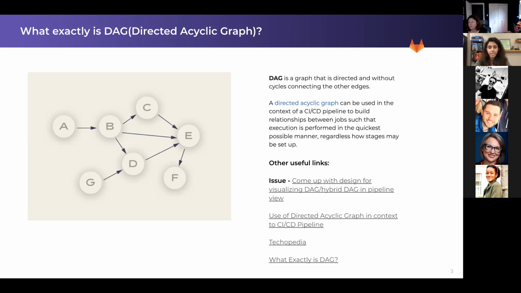But what does it mean for CI/CD pipeline? In CI/CD pipeline, using directed acyclic graph, users could create relationships between jobs, and they do not really have to take into account whether or not the entire stage has been through with the build. So regardless of how many stages are there to set up, they could quickly perform the execution of the next job. So that's how this comes in really handy for our users. And in case anybody wants to dive deeper into the problem statement, I have attached the link to the issues both here and in the agenda.